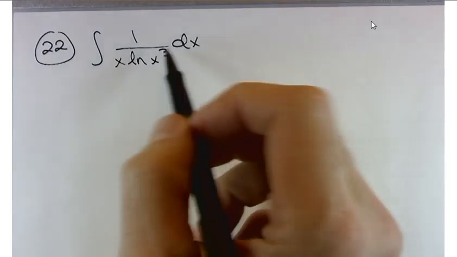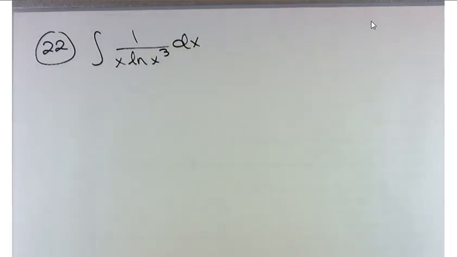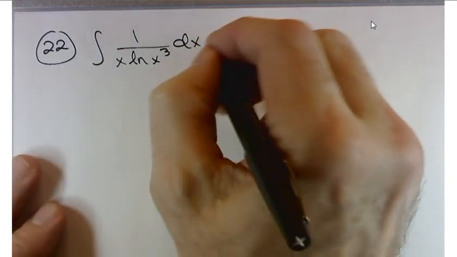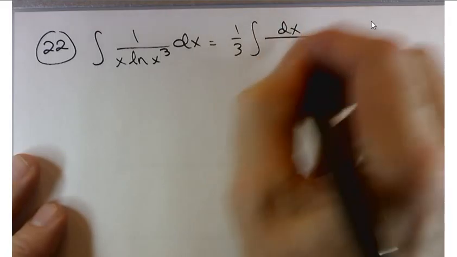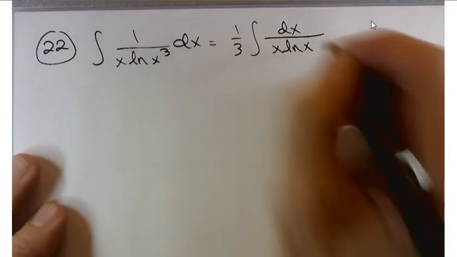Yep. The 3 comes out in front using the power rule for logarithms. So the 3 can come out in front. In fact, let's take it all the way out in front of the integral, right? Might as well, it's a constant. So let's take it out front. 1/3 over dx x ln of x.